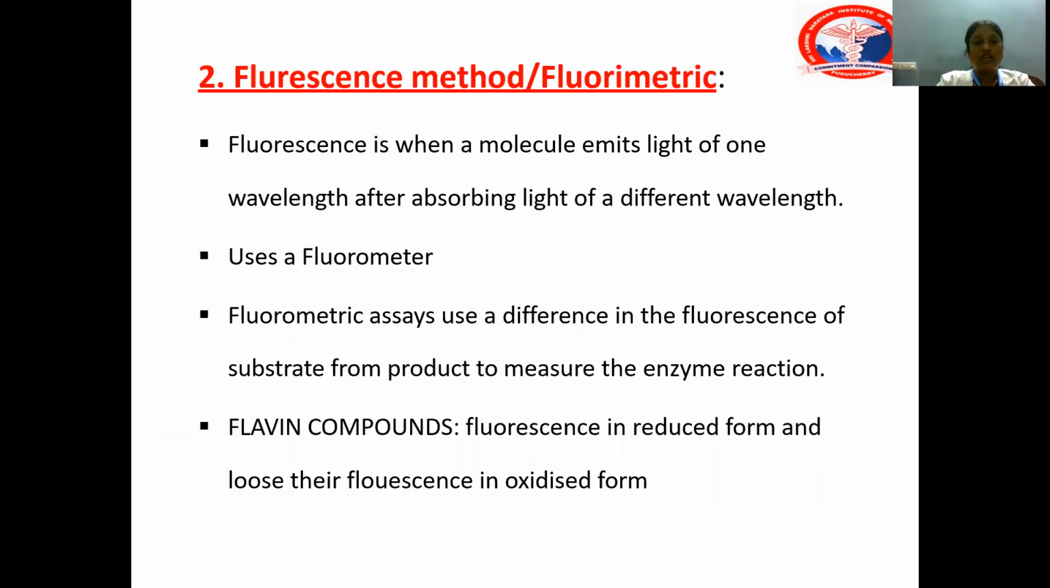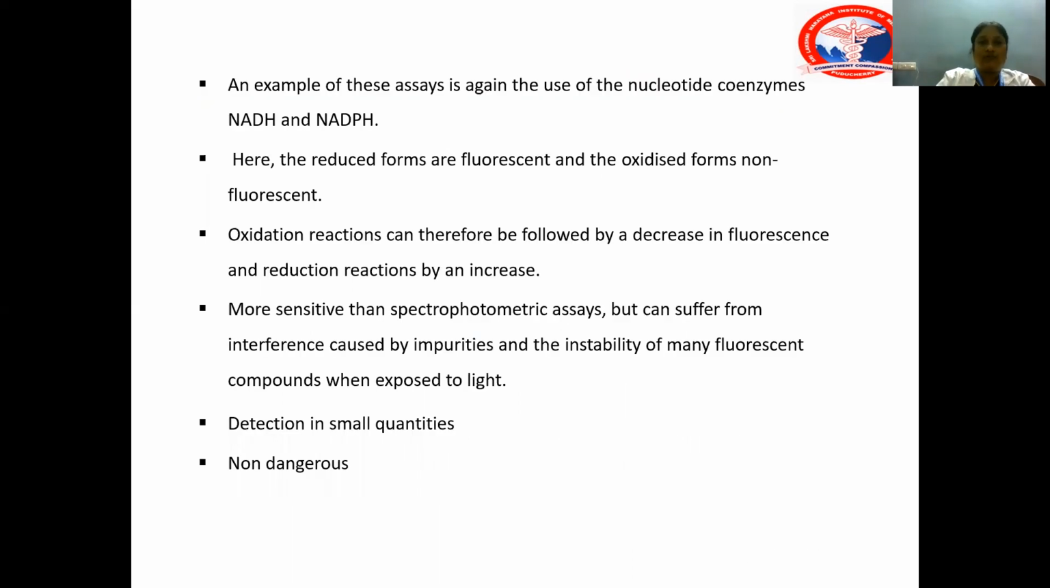The second method of detection is the fluorescence method, or fluorimetric method. Fluorescence is when a molecule emits light of one wavelength after absorbing light of a different wavelength. So it uses a fluorometer. Fluorimetric assays use a difference in fluorescence of the substrate and the product to measure enzymatic reactions. The flavin compounds, which include FAD and FADH2, fluoresce in the reduced form and lose their fluorescence in the oxidized form.